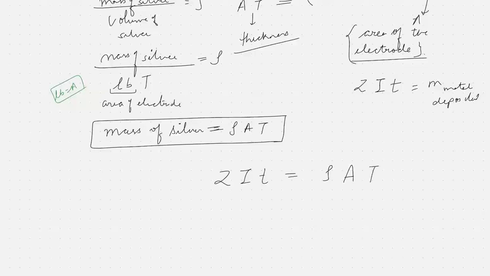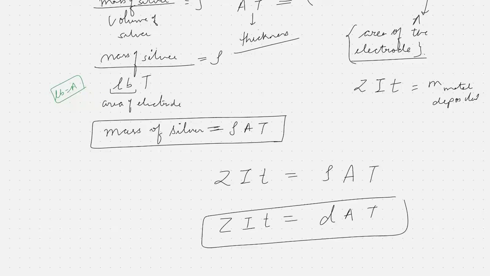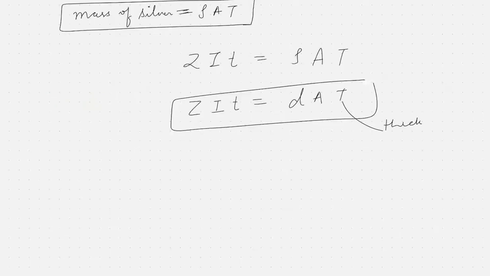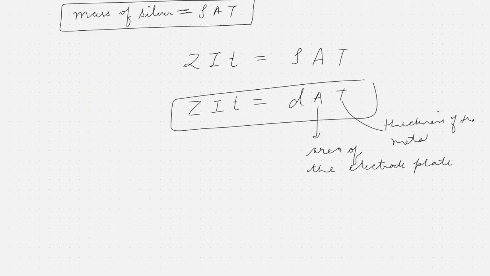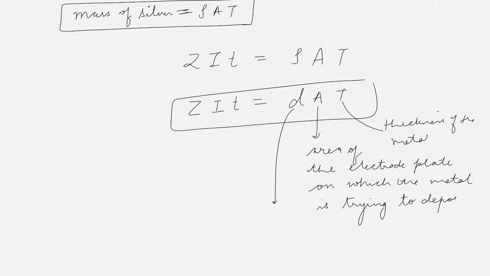How do I remember it? I call density as D, so I remember it as Z I t equals D A T. But I hope you're understanding that capital T here is the thickness of the metal. So they will give you the plate area. A is the area of the electrode plate on which the metal is trying to deposit. And D is the density of the metal plate.